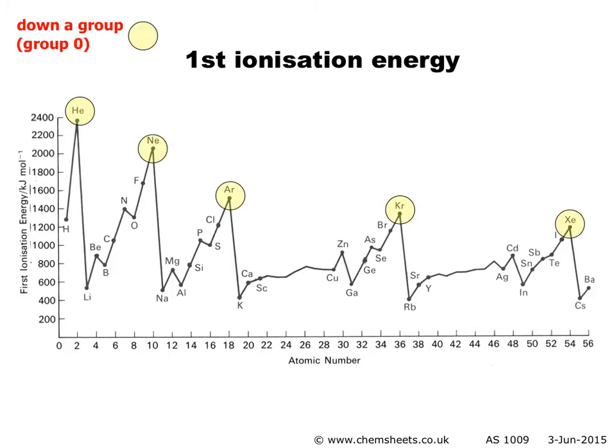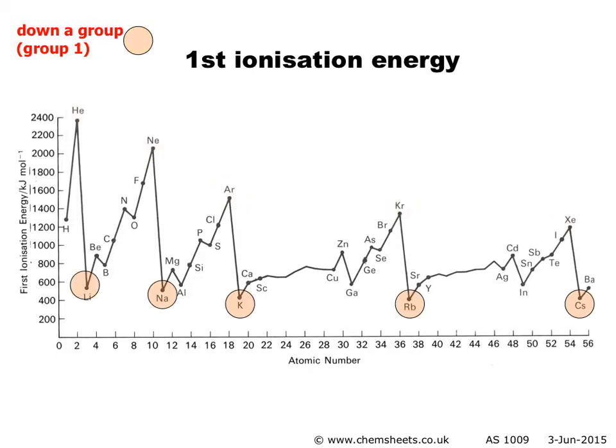If we highlight the elements that are in group 0, so helium, neon, argon, krypton and xenon, we can see that the ionization energy decreases as you go down the group, and we can explain that trend because of the increase in shielding and the increase in the distance from the nucleus to the outermost electron. It's perhaps less clear based on the values here, but it is exactly the same with lithium, sodium, potassium, rubidium and cesium in group 1.